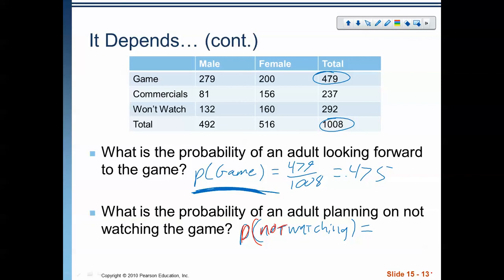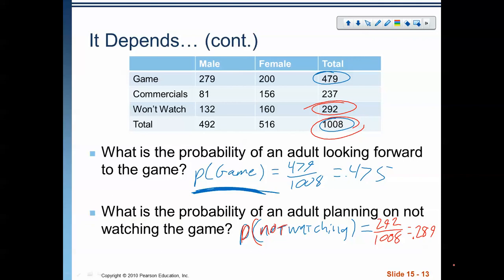So where are the people that are not watching? Where are the adults that are not watching? That would be these guys. And we're comparing that to the total. And so this is 292 over 1008, which if you do this on a calculator, you end up with 0.289. Oh, good, it's not broken.